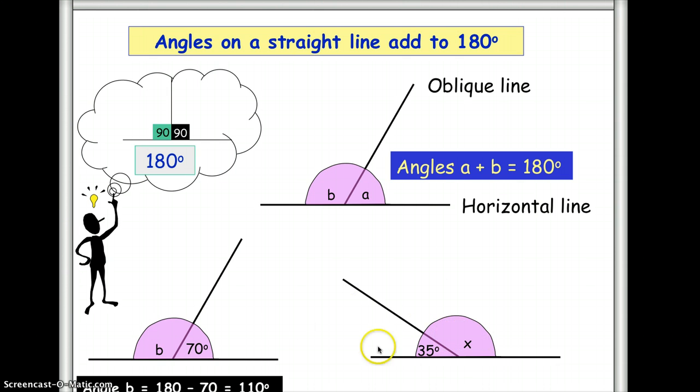On this side, on the other hand, we know this angle, which is 35 degrees, and we don't know angle X over here. Because this is a straight angle, it should equal 180 degrees. So for angle X, subtract 35 from 180 degrees, and it's 145 degrees. So angle X is 145 degrees.